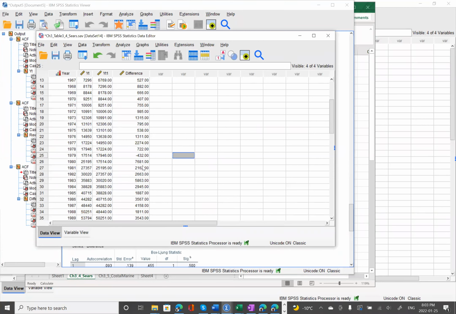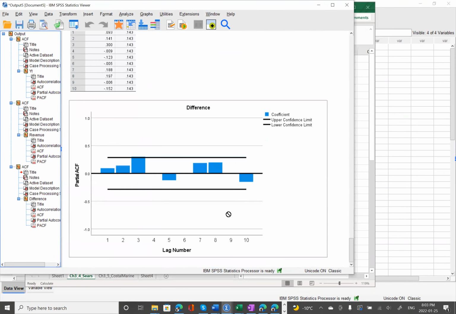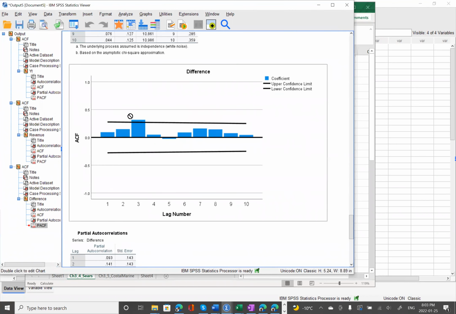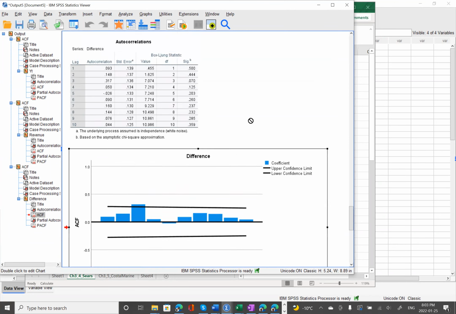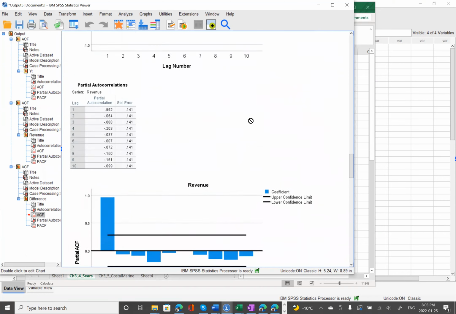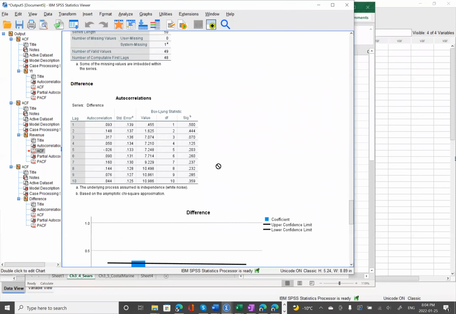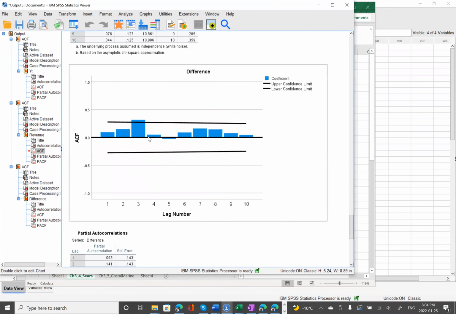So go to the output, it is here. You see, when you do the difference, this ACF stands for autocorrelation function. Most of them are within the upper limit and lower limit. It is not like when you didn't do the difference, where you see those correlations above the upper limit and lower limit. So this one effectively is more stable data.